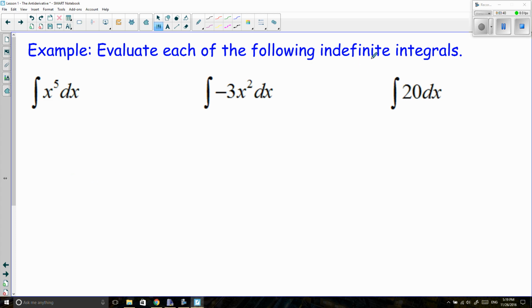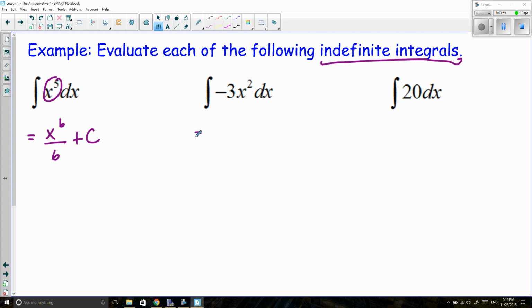Okay, so in other words, what is the antiderivative of x to the power of 5? So we'll start with this one. When we take the antiderivative or integral, we're just going to add 1 to the exponent. So we get 5 plus 1, which gives you 6. Divide by 6, and add the constant, and we're done. Okay, that's all we have to do.